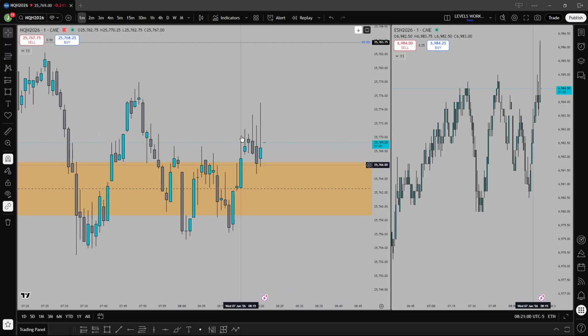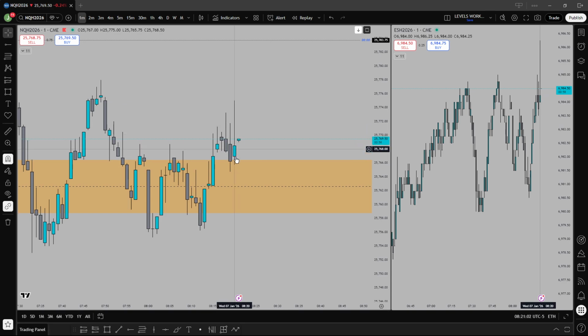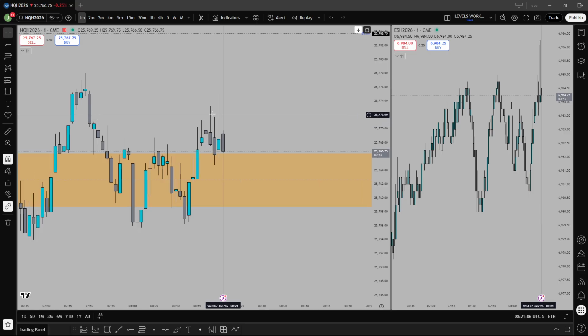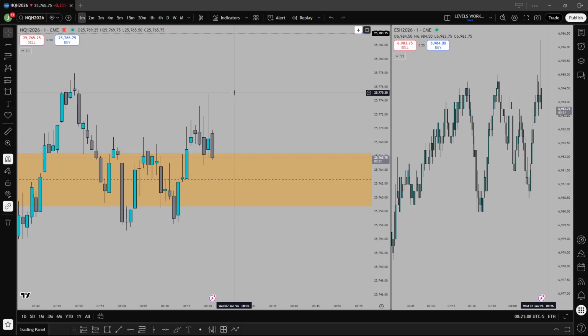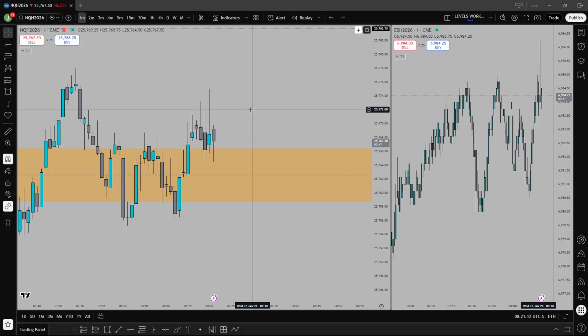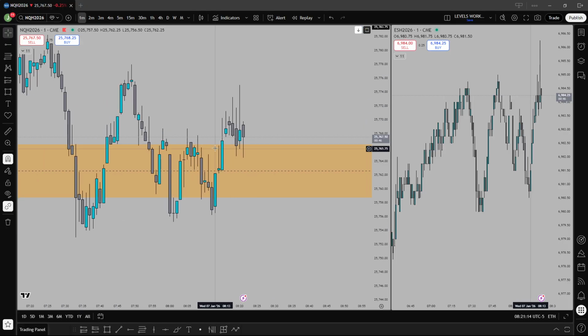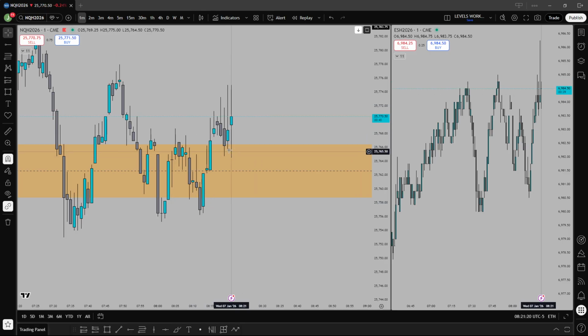I like the rejection. Wanted it to close below this, but it didn't do that. It's okay. We were still unable to close this inefficiency fully, so maybe if we disrespect this fair value gap and then close below this, maybe tap it and then go for these lows.